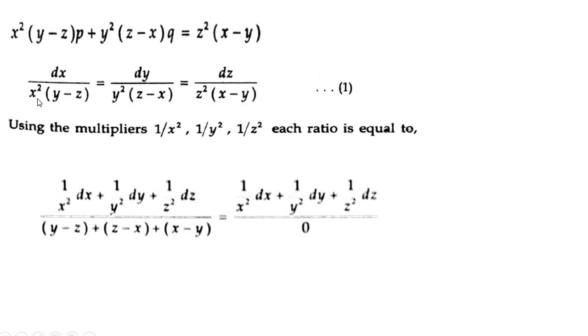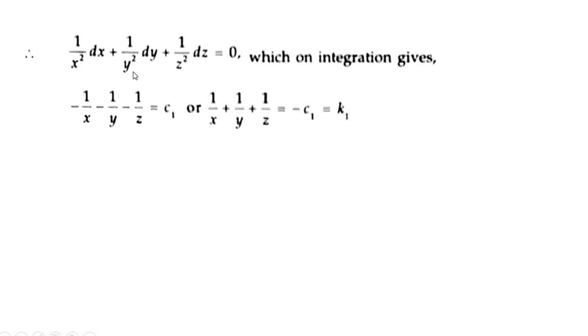Divided by, we have to divide each term in the denominator also. So x square by x square is 1. So what will remain here? y minus z. y square by y square is 1. What will remain here? z minus x. Similarly, z square by z square is 1. Okay, you're multiplying with these multipliers here. x square into 1 by x square means 1 into y minus z, so y minus z. y square into 1 by y square means 1 into z minus x is z minus x. Next, z square into 1 by z square is 1 into x minus y, so this is x minus y. All the terms will get cancelled, your denominator will be 0, so therefore you get 1 by x square dx plus 1 by y square dy plus 1 by z square dz equal to 0.